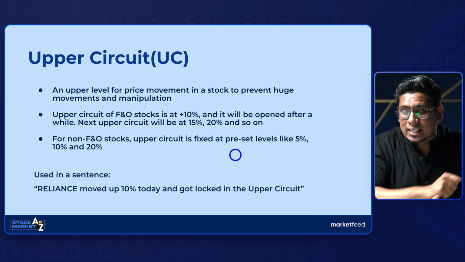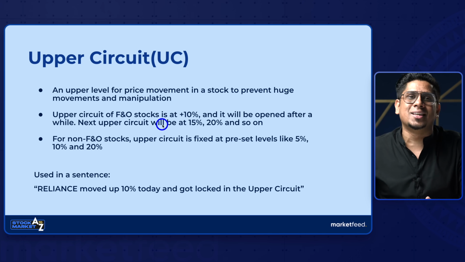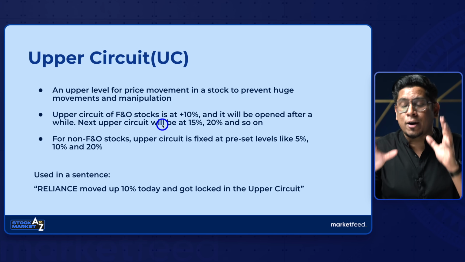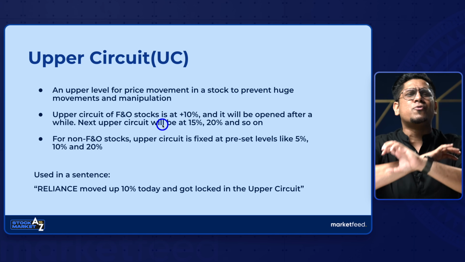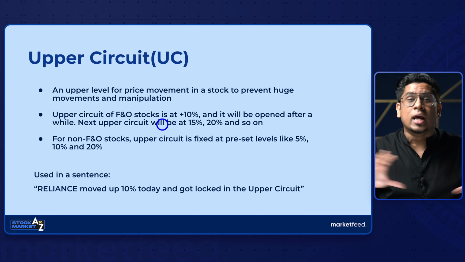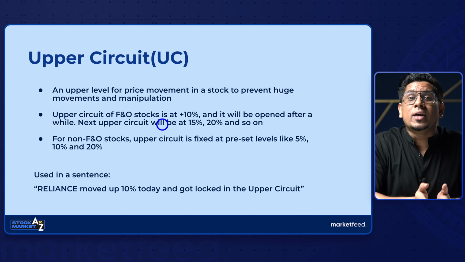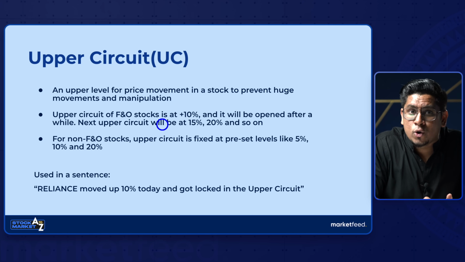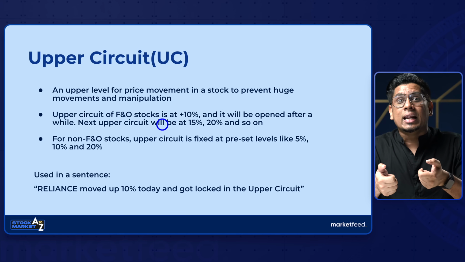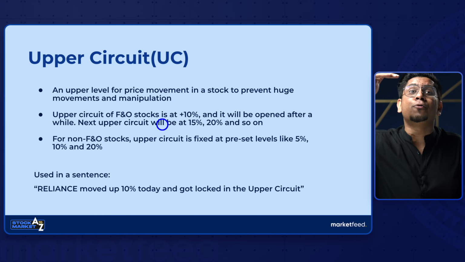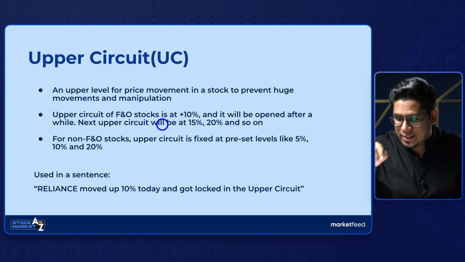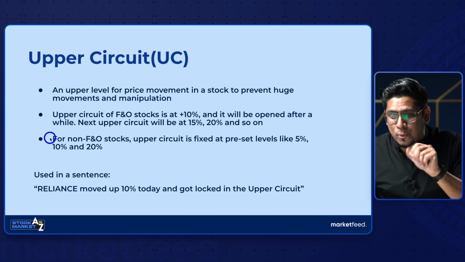Now, the next catch is when it comes to FNO stocks, because it is very different when it comes to FNO stocks, because FNO stocks are very large, huge volume is there, huge liquidity is there. It is very, very difficult to manipulate FNO activated stocks. For that reason, the upper circuit is not a fixed one in FNO stocks. That is what you can understand in the second bullet point here.